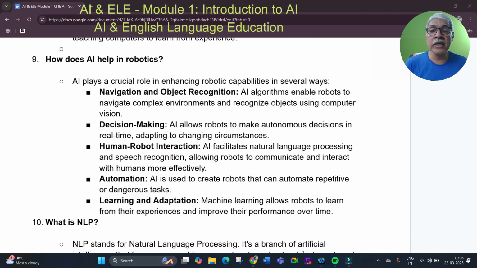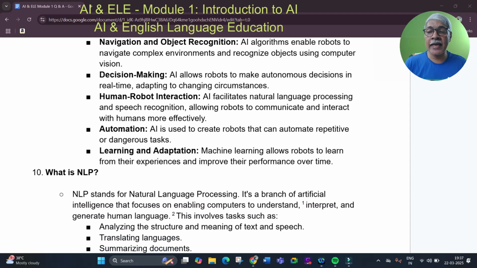AI plays a crucial role in robotic capabilities. It can navigate and do object recognition. It can make decisions. Then nowadays you have human-robot interaction, especially speech recognition. Robots can communicate and interact with humans more effectively. And you also have automated robots, where repetitive or dangerous tasks can be done by AI robots. And using machine learning, the robots learn from experience and improve their performance over time.